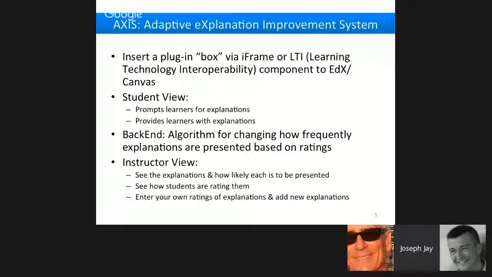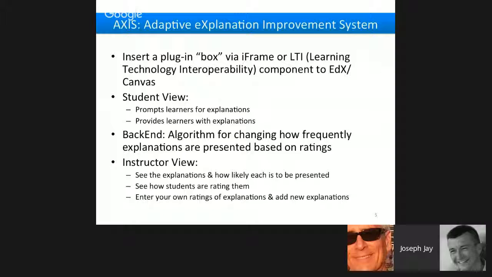The key thing here is that the instructor should not have to do anything. They should say, Joseph, plug this in, and I plug it in, and then it should run on its own. But they should have the option to see what explanations are actually going out and how likely these explanations are to be presented. Some explanations might just go to 10% of people if we're not sure they're very good. Others might be going to 70%.